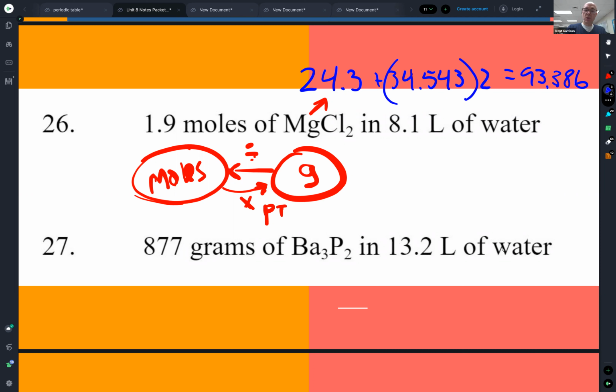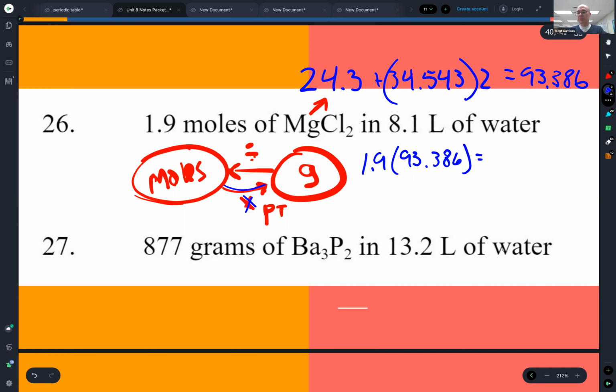So I'm going to go moles to grams. I'm going to multiply by this. So I've got 1.9 times 95.206. And when you multiply times 1.9, you get 180.9 grams. Okay, so remember what our task is here is to do a mass percent. So I've got one of my values, and I can take that now and I can put that down below.